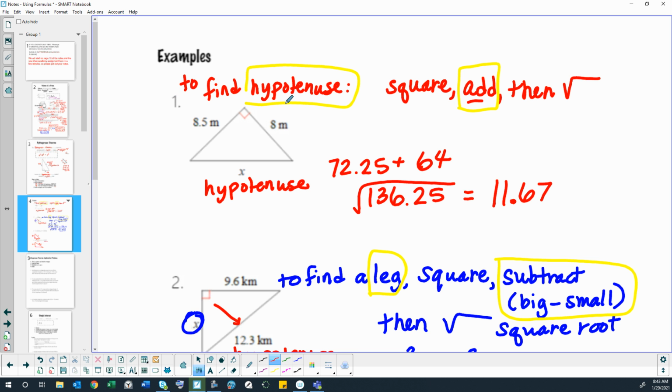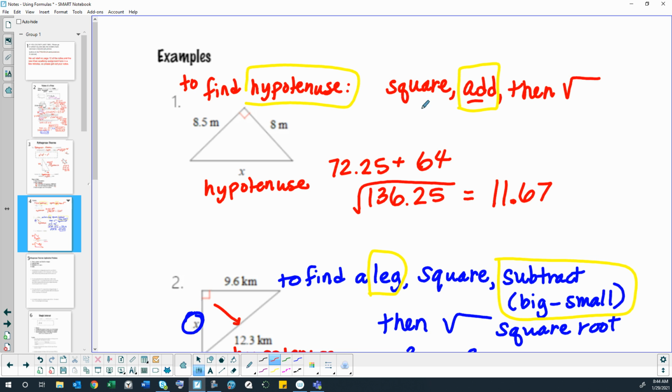Okay, so to find the hypotenuse, look at this triangle. We have the right angle. Across from the right angle is the hypotenuse, and that's where the variable x is. Next to the right angle, we have an 8.5 and an 8. Those are the two legs. So to find the hypotenuse, x, we're going to follow the instructions from the previous page on page 11.